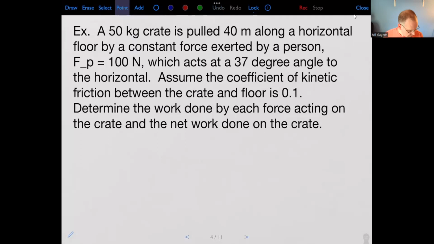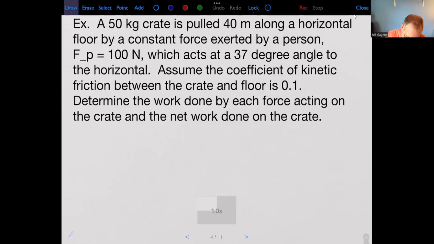Okay, another example. Now you're told a 50-kilogram crate is pulled 40 meters along a horizontal floor by a constant force exerted by a person. The magnitude of that force is 100 newtons, and it acts at an angle of 37 degrees with respect to horizontal. Now you have friction. Assume the coefficient of kinetic friction between the crate and the floor is 0.1. We want to determine the work done by each force acting on the crate and the net work done on the crate. Well, again, let's draw a picture and see what's going on here.